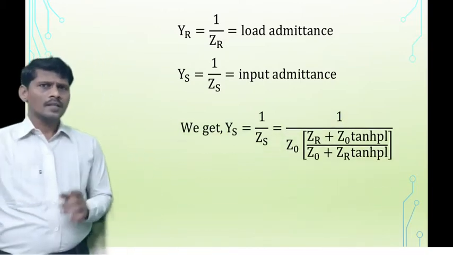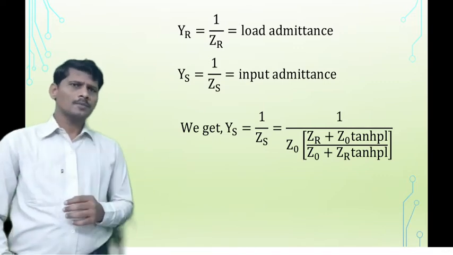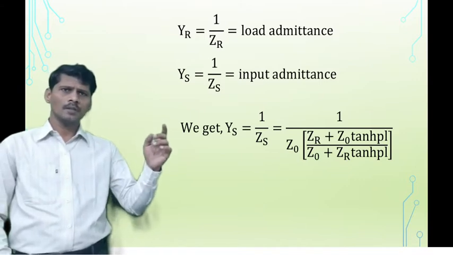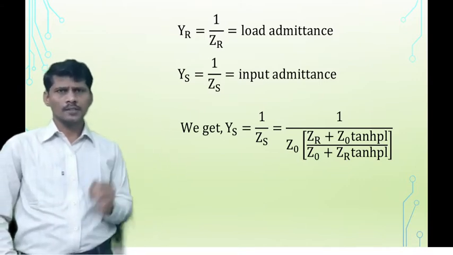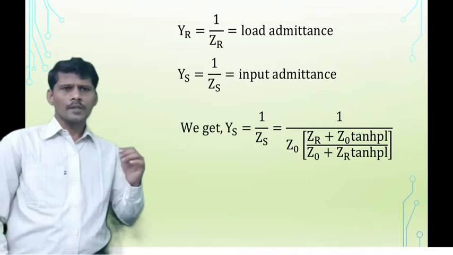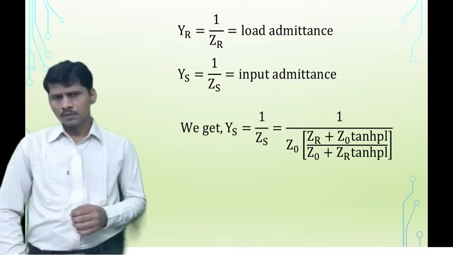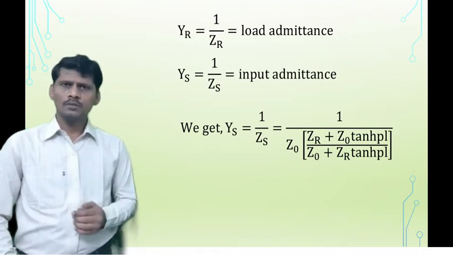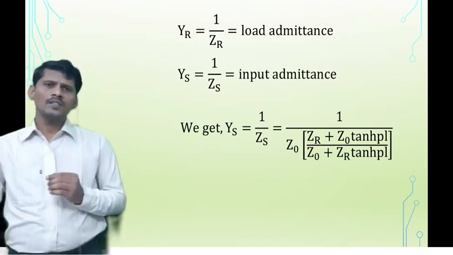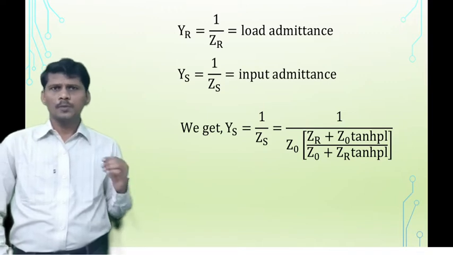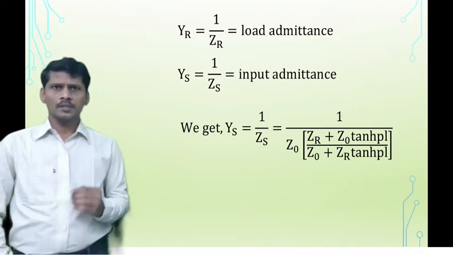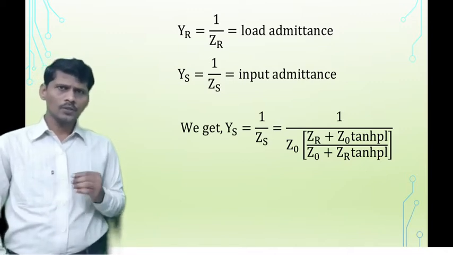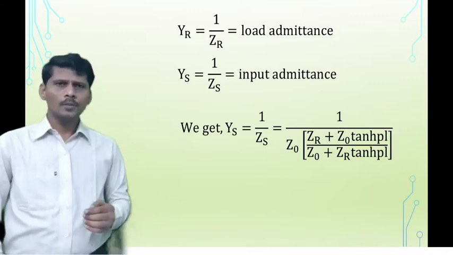What is the input impedance of the transmission line? Zs = Z0 (Zr + jZ0 tanβl)/(Z0 + jZr tanβl). That is the equation of the input impedance of the transmission line. So converting that impedance into admittance: the input admittance is the reciprocal of the input impedance. Using that expression, we find the input admittance value.